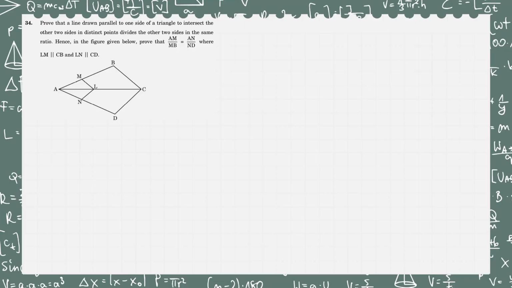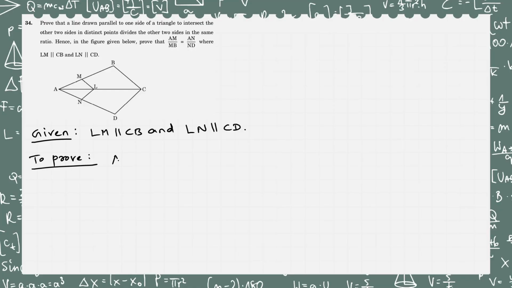So what we have to prove is this ratio. So let us try to prove it. Given LM parallel to CB and LN parallel to CD. And to prove is AM by MB equals AN by ND. Okay, so we are going to prove it.